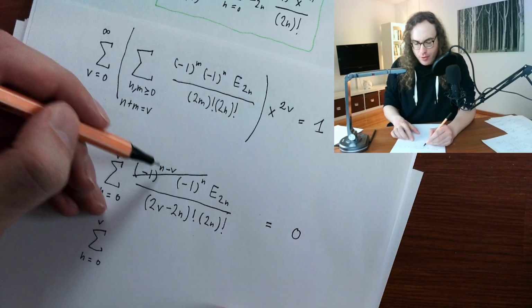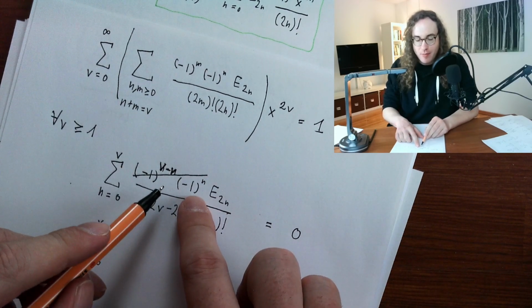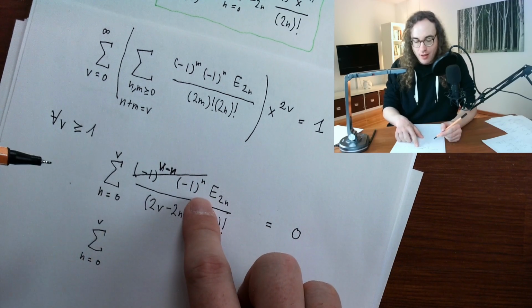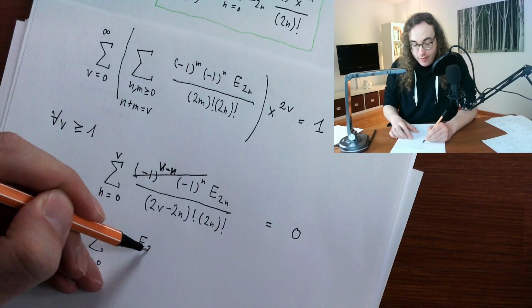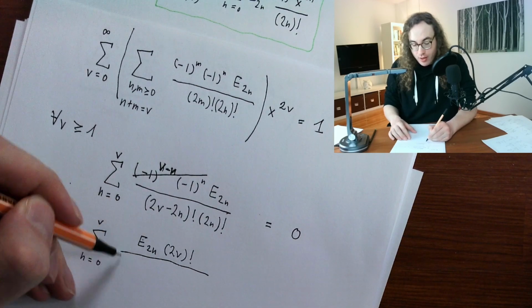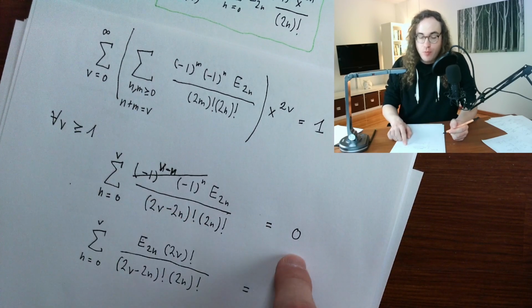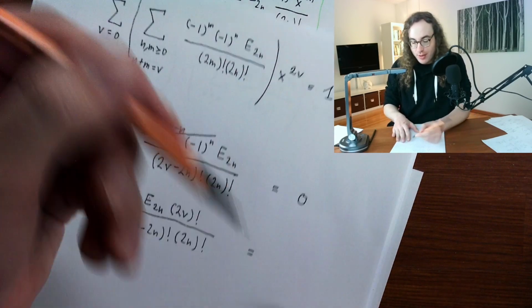By the way, this is wrong. This should be v minus n. It doesn't matter, it's still the same. So the two n's cancel out. Then I have E_n. Then I multiply the whole thing with (2v) factorial, and then I divide by (2v minus 2n) factorial times (2n) factorial. And now this should be 0 times (2v) factorial, but that's 0 again.